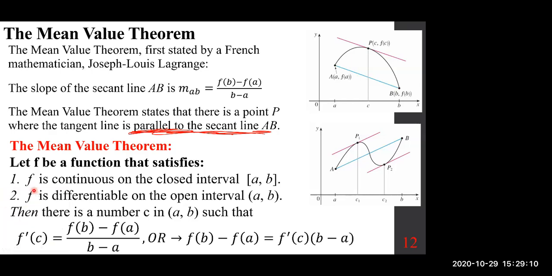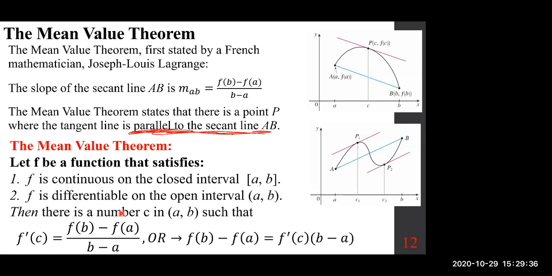Okay. And by the way, Rolle's theorem is a special case of the mean value theorem, because if you look at the mean value theorem, notice the first one is the same, the second one is the same, but the third one is missing. I hope you see that. So adding the third one, f of a equals f of b, gives you Rolle's theorem. So Rolle's theorem is a special case of the mean value theorem.